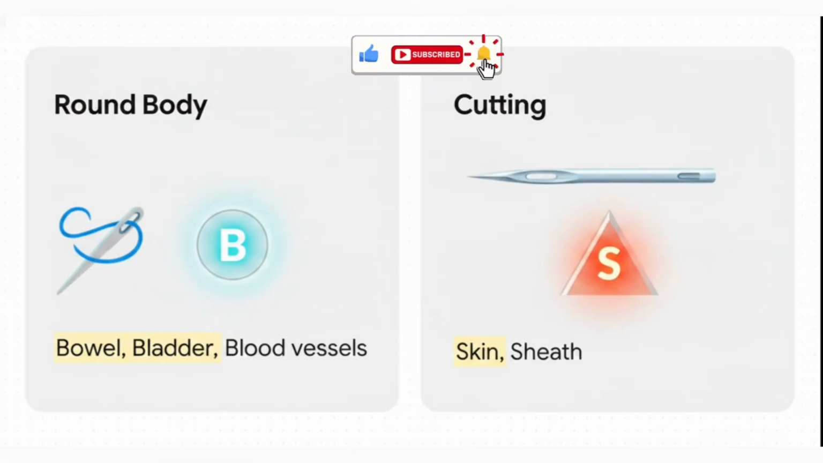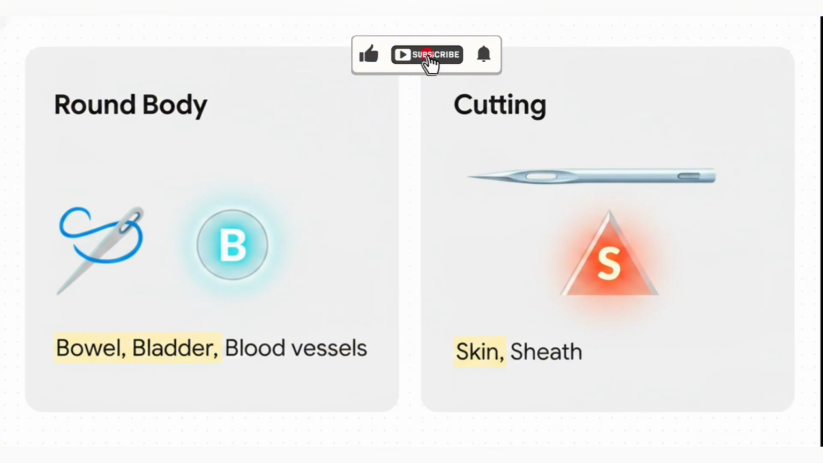So the crucial clinical point is knowing exactly which needle to use where. Let me give you a classic mnemonic pearl. Round body needles simply split the tissue. They are atraumatic. Use them for the delicate B's: bowel, bladder, and blood vessels. Cutting needles, on the other hand, literally cut through the tissue. They are traumatic but totally necessary for tough structures. So use them for the tough S's: skin and sheath. B for bowel, S for skin.